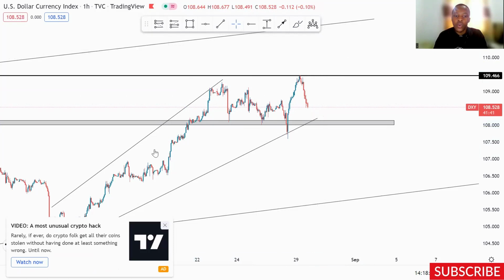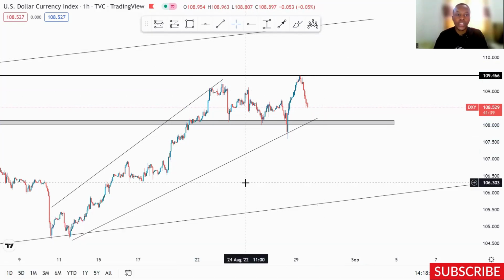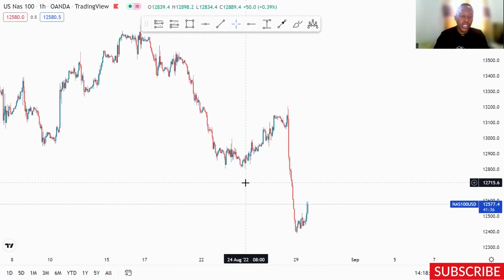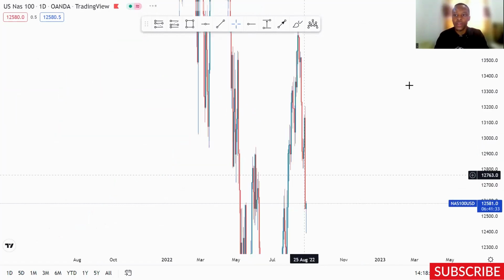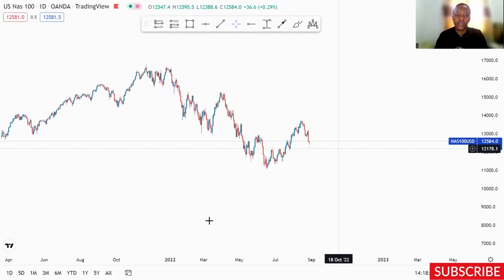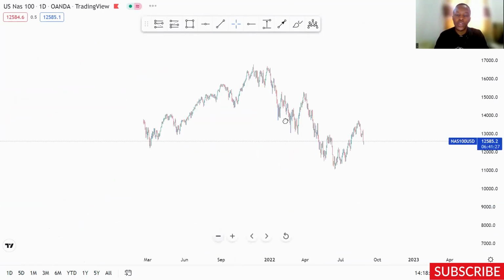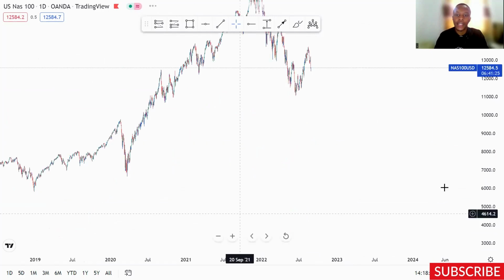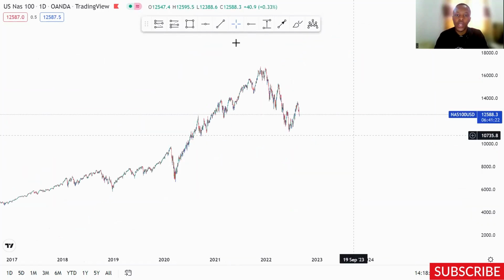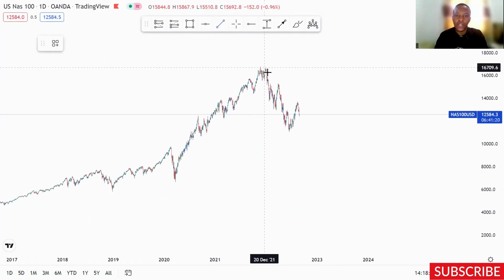So moving forward now to NAS100. So we're gonna start on the daily time frame. So remember, guys, remember to zoom out so that you can see the charts clearly, like as I'm doing now. So as you can see on NAS100, we have this bearish structure.